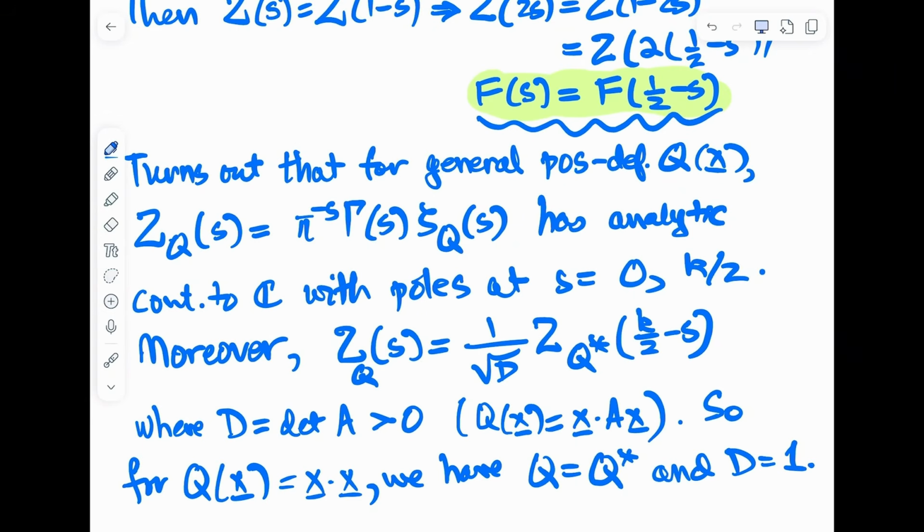It's just going to say that zq of s is zq of k halves minus s. You're going to relate a function at s and that same exact function at k halves minus s. Okay, because q will equal q star, because the sum of squares quadratic form has the matrix associated to it, which is just the identity, so it's its own inverse. So anyway, all right, this is our goal.